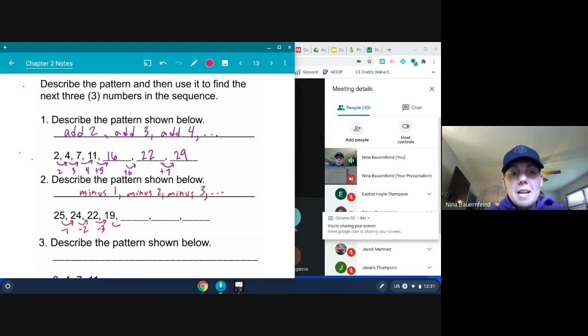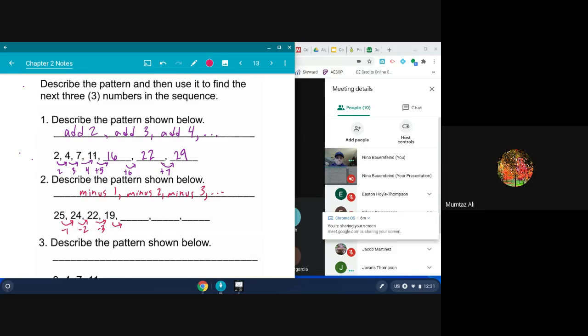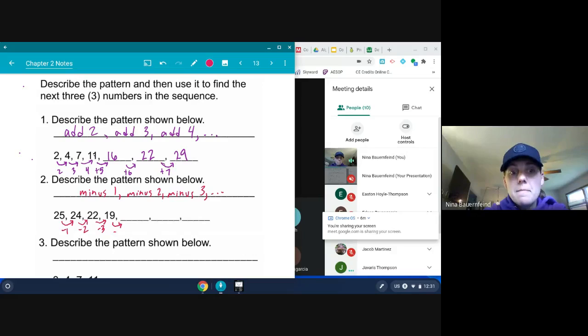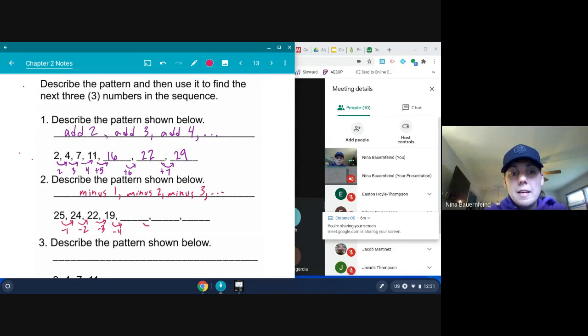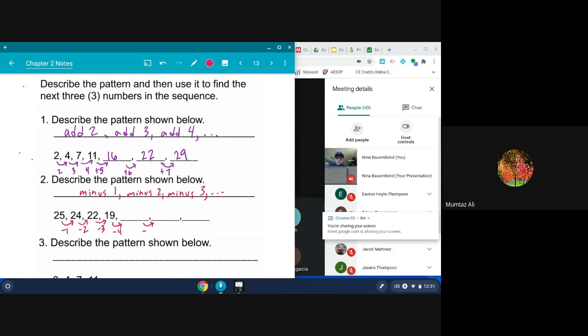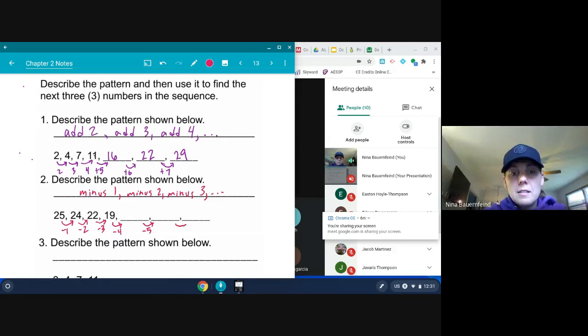So what's going to happen next? Is it minus 2? Yep. Is it 4? Yep. And then 5. And then last, 6. Perfect. So 19 minus 4 is 15. 15 minus 5 is 10. 10 minus 6 is 4.